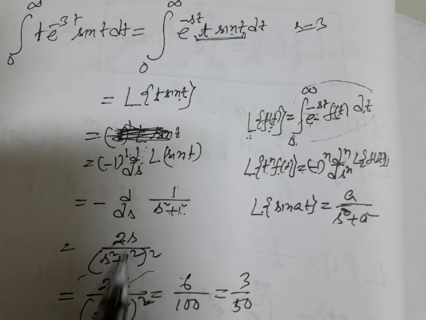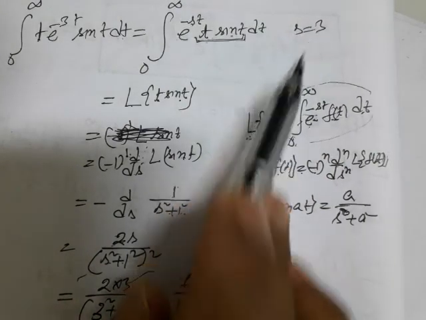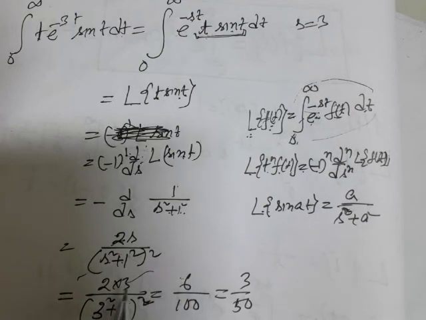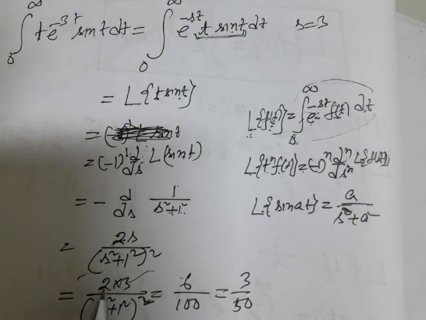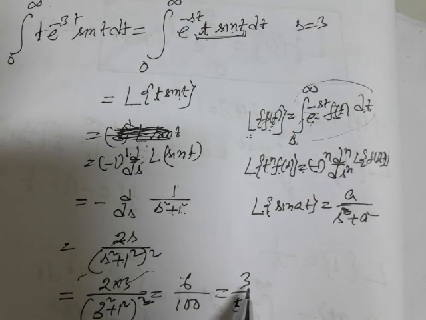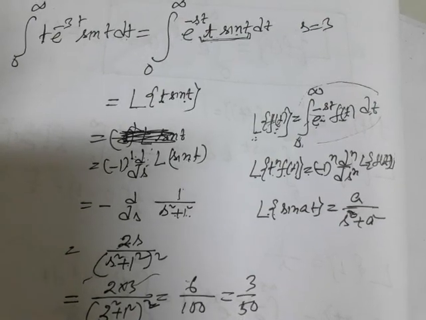Now we have done the integral. Now we will replace s equal to 3 here. If you replace s equal to 3, we get 2 into 3 by 3 square plus 1 square whole square. After simplifying, what we have got here is 3 by 50.